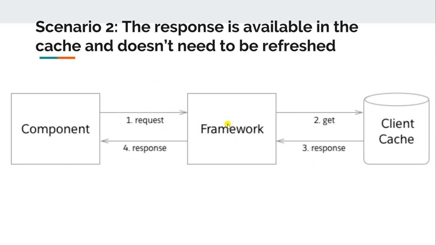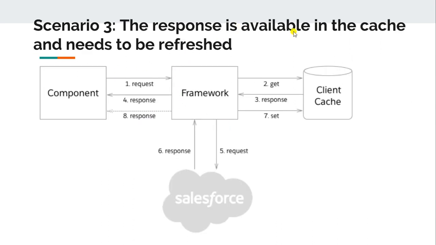And then the third scenario is the response is available in the cache and needs to be refreshed. That means the response is available, but the maximum time for the refresh, which is 30 seconds, has expired, and the response from the server that we are getting is also different. So how will the request be made from the client side to the server side? First the component will make a request to the framework, which will check the cache. We have the cache because the maximum expiration time hasn't expired.